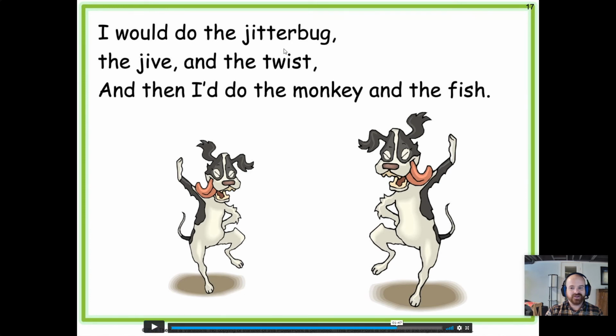Now you may wonder what all these weird words are. The jitterbug, the jive, and the twist, and the monkey and the fish. Yeah, these are all types of dances. The jitterbug, jive, twist, monkey, and the fish. Maybe you could ask your mom and dad if they know how to do those dances.